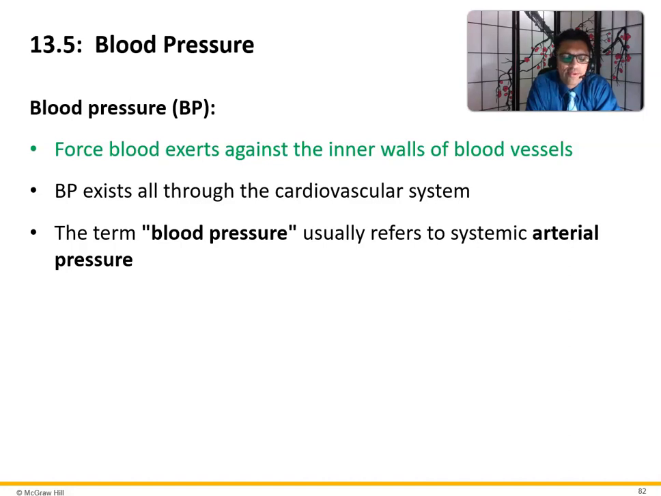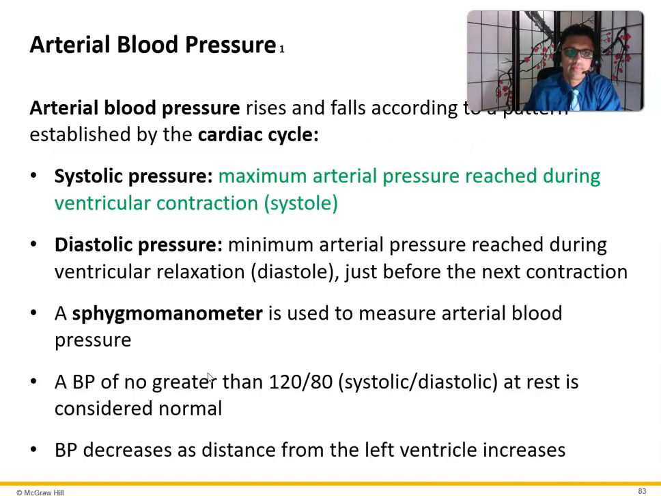Okie dokie. So now we will talk about blood pressure. So what is the definition of blood pressure? That's the force blood exerts against the inner walls of blood vessels. And again, when we talk about blood pressure, we're referring to arterial blood pressure in the arteries. Arterial blood pressure rises and falls according to a pattern established by the cardiac cycle.